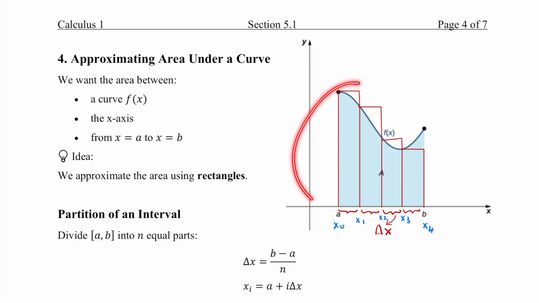The total area is approximately the sum of the areas of these rectangles. And here's an important idea. The more rectangles we use, the better our approximation becomes.